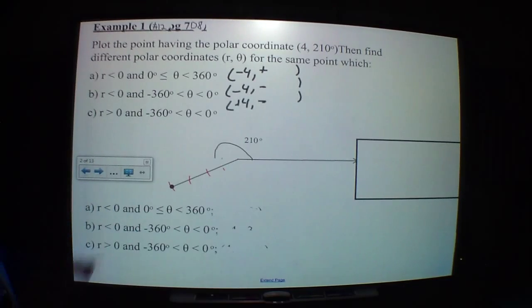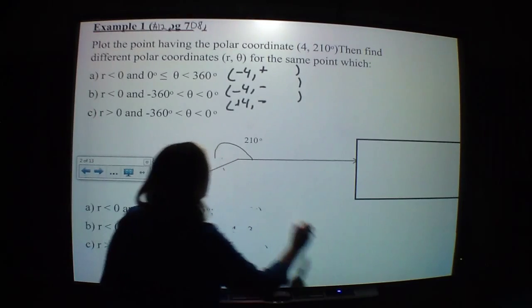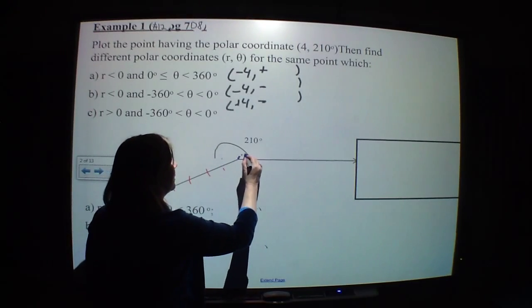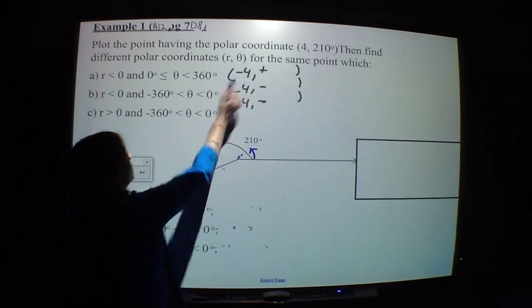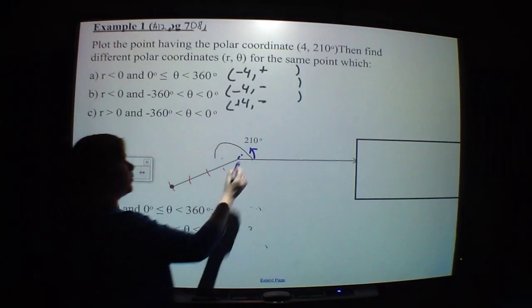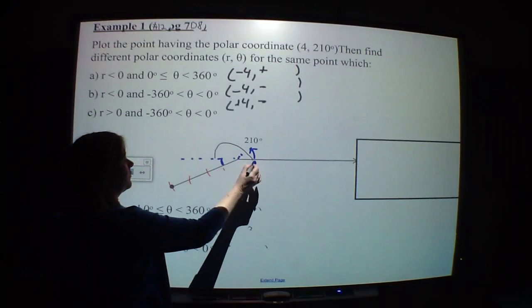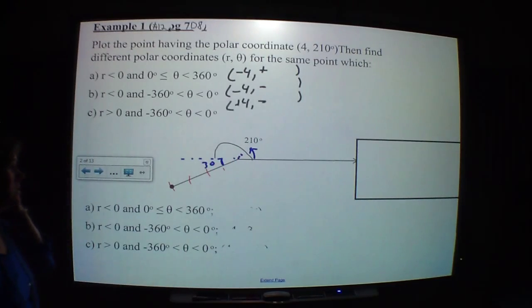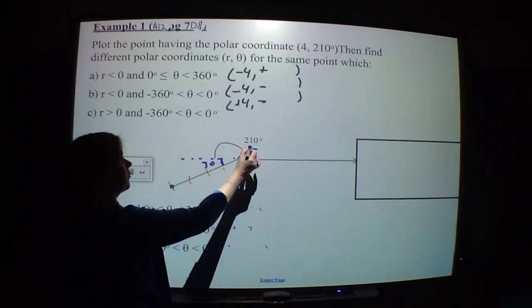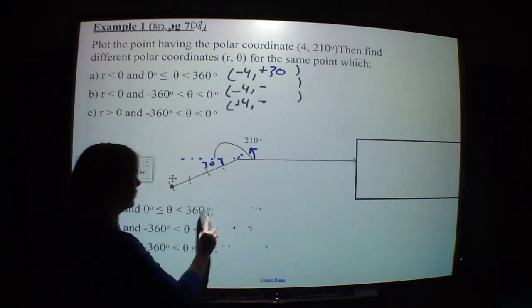Okay? So if I want something between 0 and 360, you can think of it as, well, I could just go to here and then go in the negative direction. There's my negative 4. So let's figure out, what is that angle though? Well, that angle there from here to here is 180, so the reference angle is 30 degrees. So one would be, I could go 30 degrees and go negative 4. So there's one.